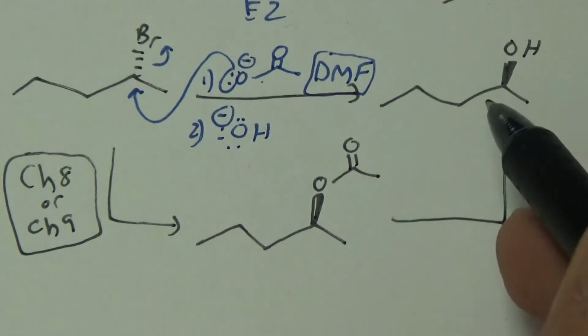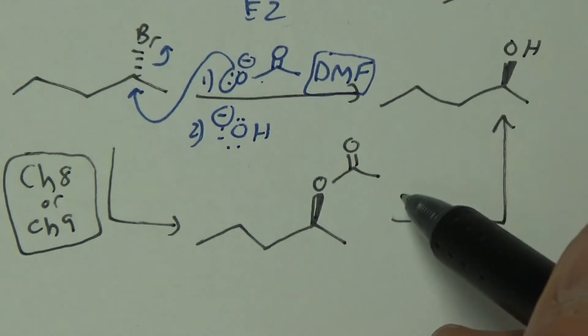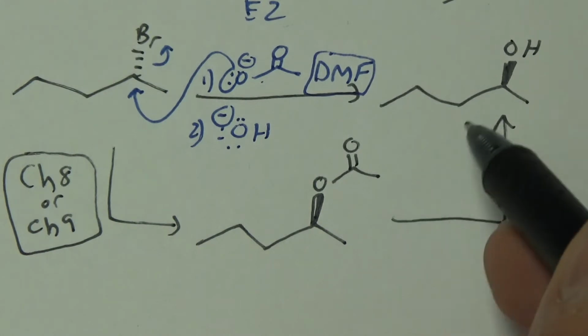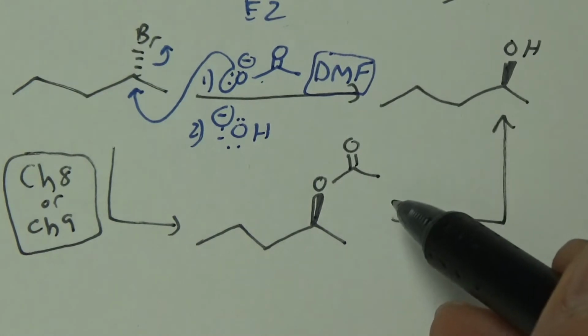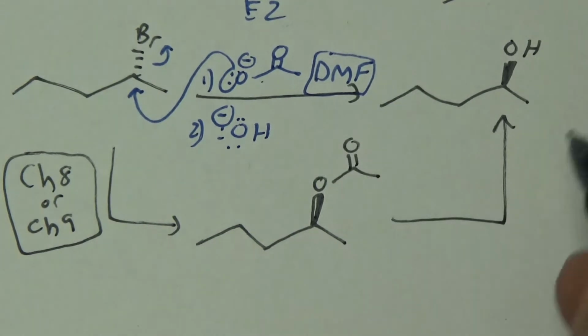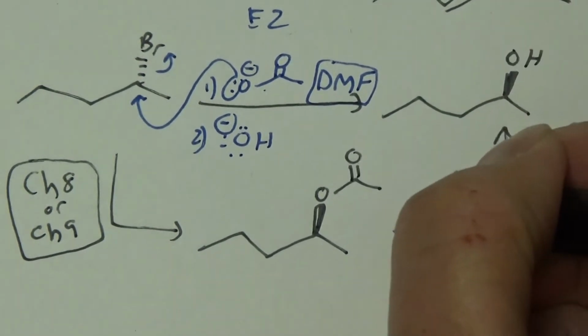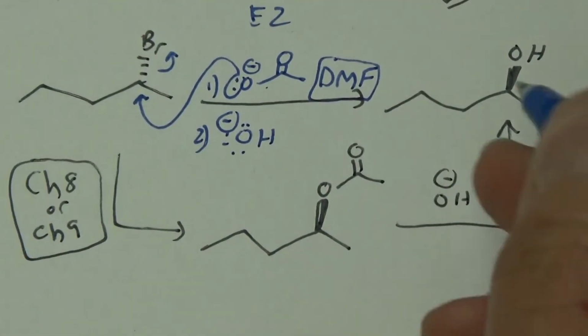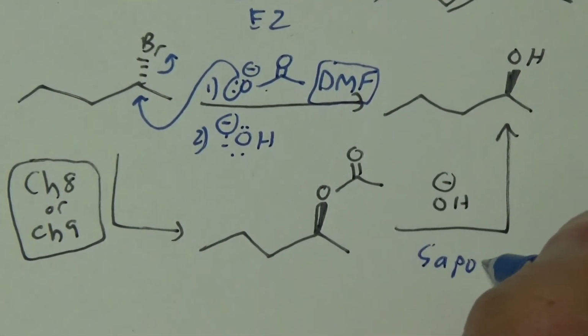How do you cleave an ester? That's a good question. You should know the answer to this because we have already talked about this even in last chapter, chapter 9. How do you hydrolyze an ester? Well, it's really easy. It's OH minus, right? Hydroxide. It's also called saponification.